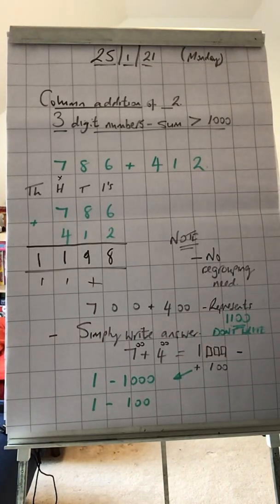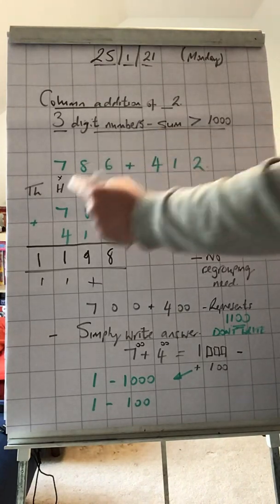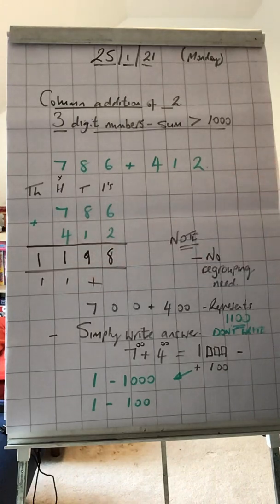It's 1,198. And if you say it to yourself, you can hear that it's 1,198, okay? And you can actually hear what each of those values is worth when you say it to yourself, okay? So best of luck with that.